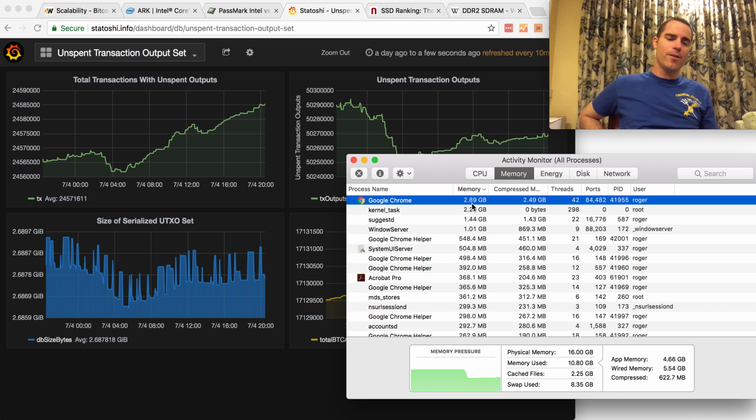So anyhow, the worry about UTXO set bloat: Google Chrome is using more memory on my computer than the entire UTXO set of Bitcoin.